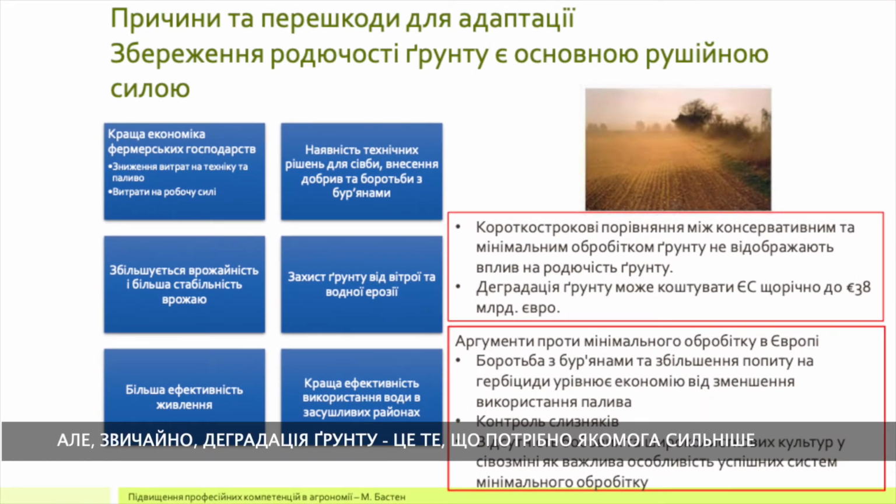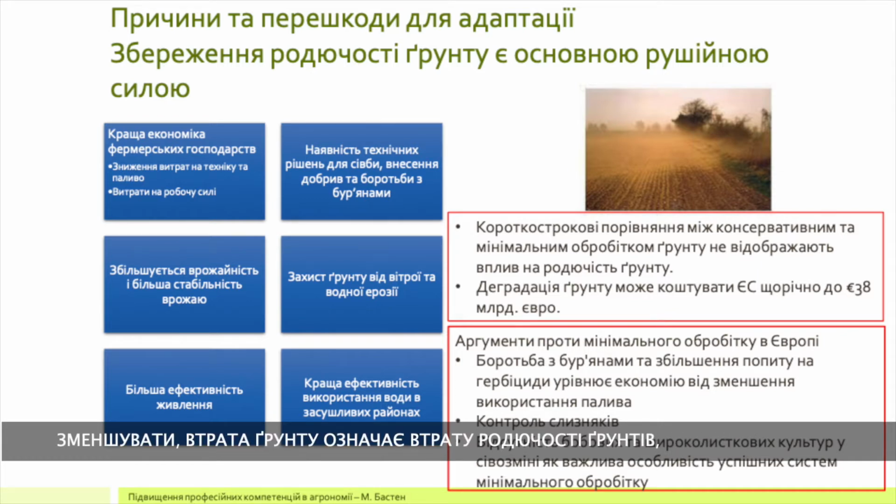But of course, soil degradation is something which needs to be reduced as much as possible. In a way, losing soil means losing soil fertility. And there's an estimate in Europe that soil degradation comes with a cost of about 38 billion annually. So the reduction in soil fertility costs yield and has, of course, some other impacts like dust in the air and so forth.